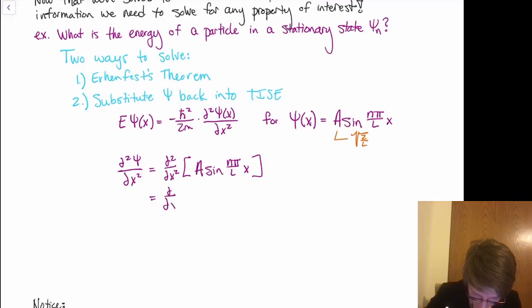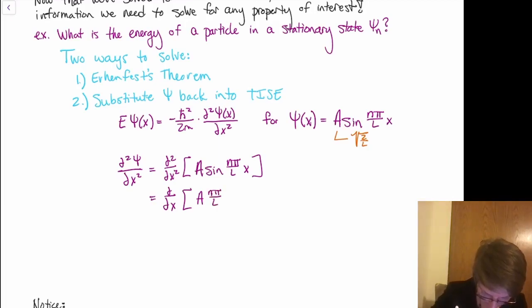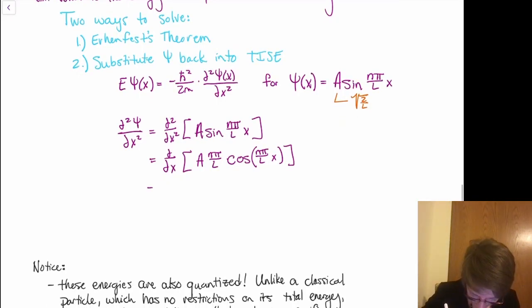So let's go ahead and start with my first derivative. Nothing happens to this constant A. Via the chain rule, remember that's that inside-outside, I first need to pull out a factor of n pi over L, and then the derivative of sine is cosine. So my first derivative looks like A times n pi over L times cosine of n pi over L times x. Now I can go ahead and take my second derivative.